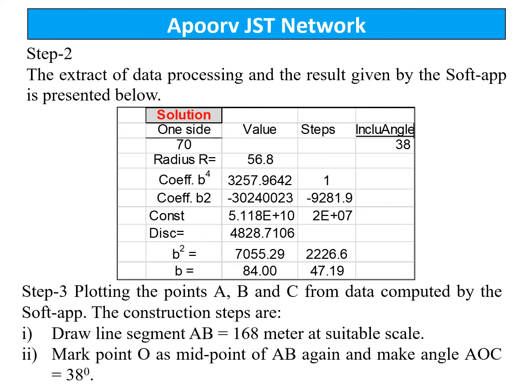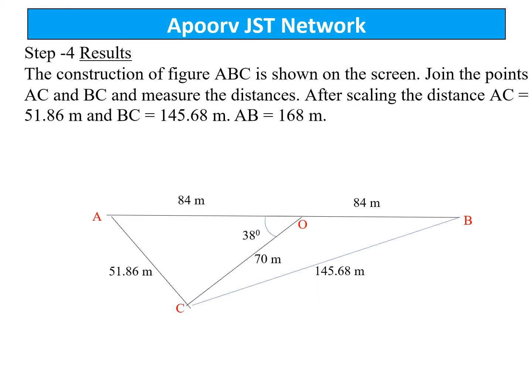The construction steps are: 1. Draw line segment AB equal to 168 meter at suitable scale. 2. Mark point O as midpoint of AB and make angle AOC equal to 38 degrees. Step 4 results. The construction of figure ABC is shown on the screen. Join the points AC and BC and measure the distances. After scaling, the distance AC is equal to 51.86 meter and BC is equal to 145.68 meter, and AB is equal to 168 meters.